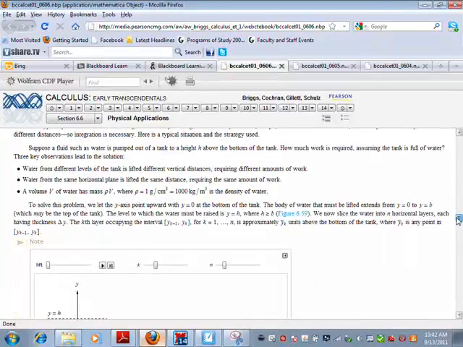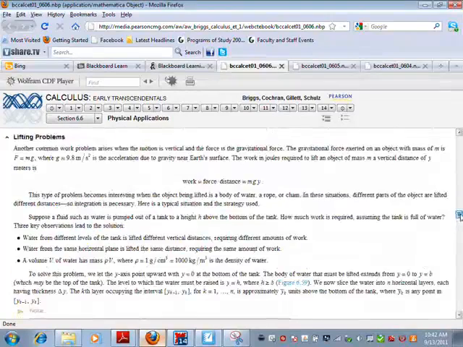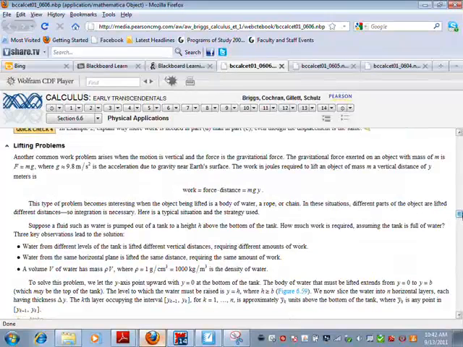All right, so suppose, let's start with lifting problems. Another common work problem arises when the motion is vertical and the force is gravitational force. The gravitational force exerted on an object with mass m is F equals mg, mass times acceleration, where g is the acceleration due to gravity near the Earth's surface. The work in joules required to lift an object of mass m a vertical distance of y meters is force times distance, which is just the mass times gravity times the distance y.